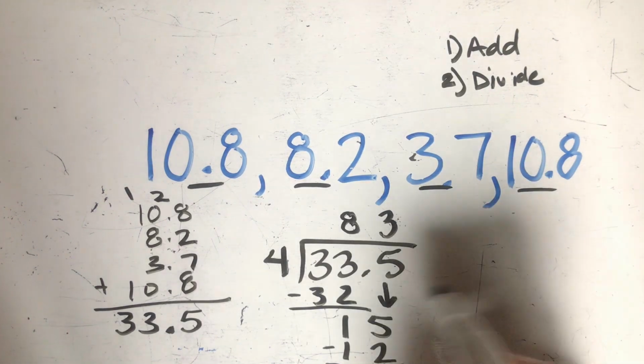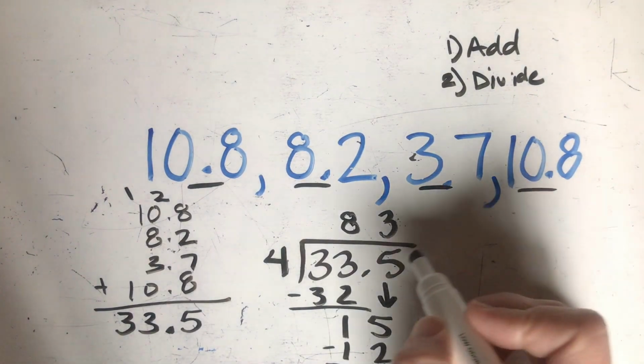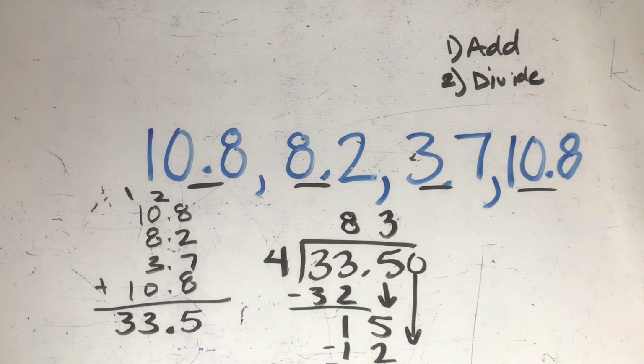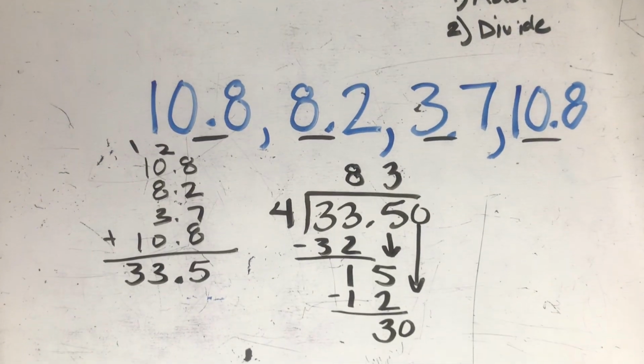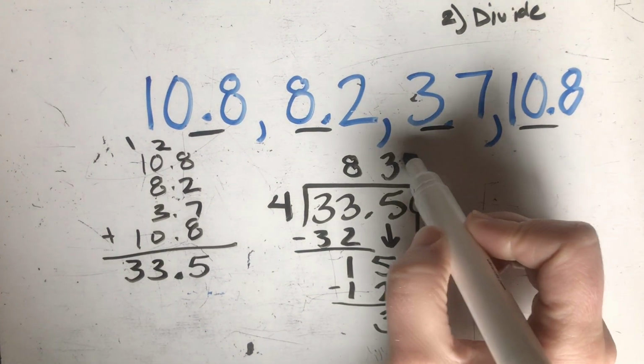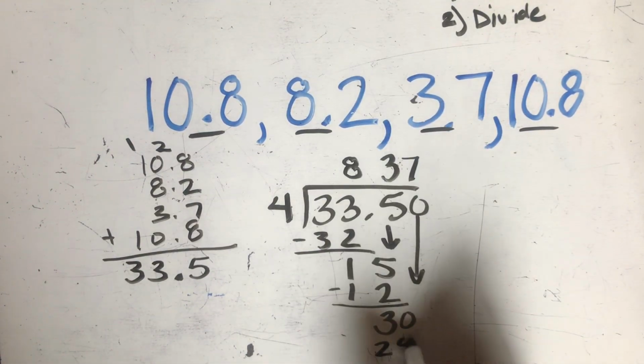Okay, then I'm out of numbers, so I'm done. Nope, just kidding. We can add zeros here behind here. So 4 goes into 30. I know that's off my screen here, but 4 goes into 30. How many times? 4 goes into 30 7 times. 7 times 4 is 28.